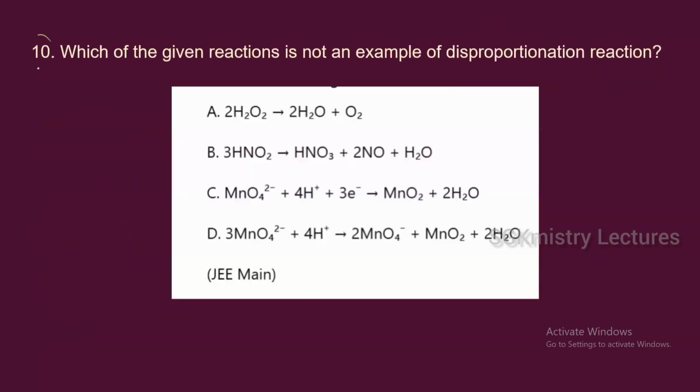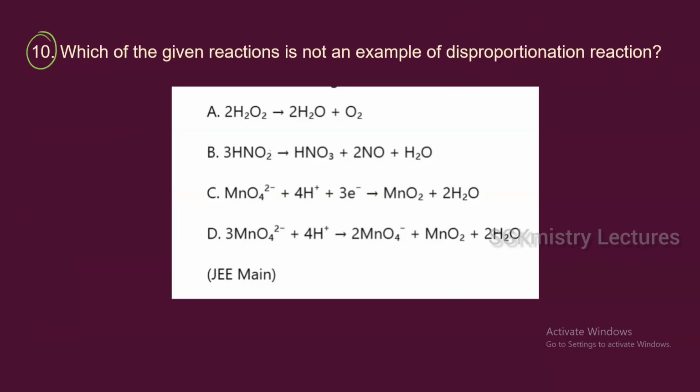Next, coming on to question number 10. Which of the given reactions is not an example of a disproportionation reaction? In a disproportionation reaction, as I've already explained, the reactant forms products in such a way that one product has a higher oxidation state of that particular element, and the other product has a lower oxidation state, compared to the oxidation state of that element in the reactant.